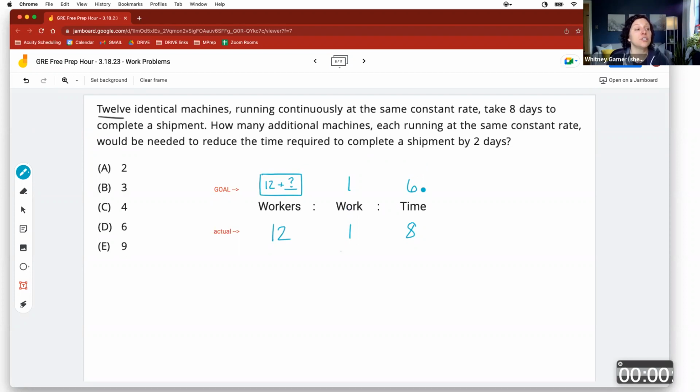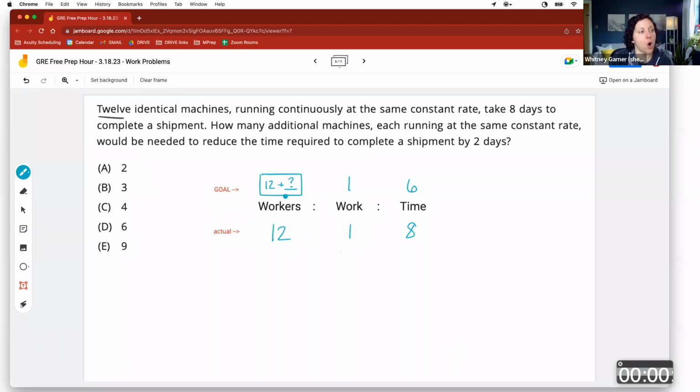So what we can do is move any 2 columns at the same time. I could double workers, that would double work. I could halve workers, that would halve work. I could double work and double time, or halve work and halve time. Or I can multiply and divide workers and time in opposite directions. So if I double time, I halve workers.